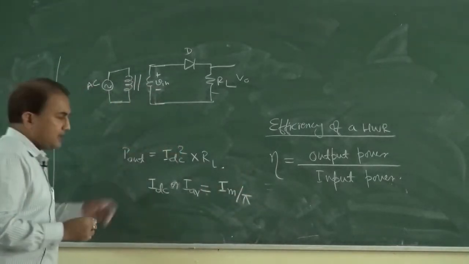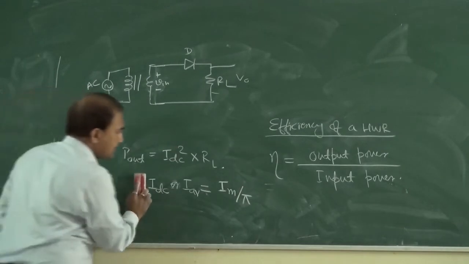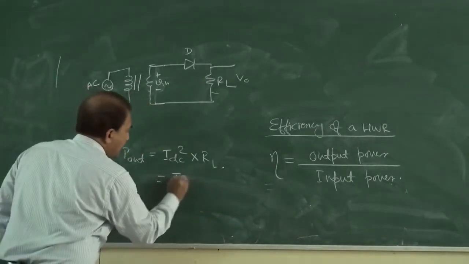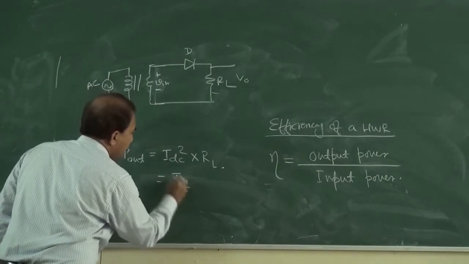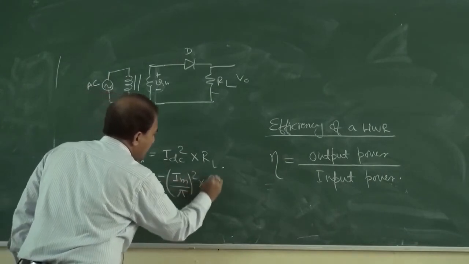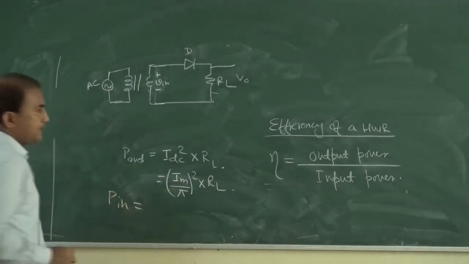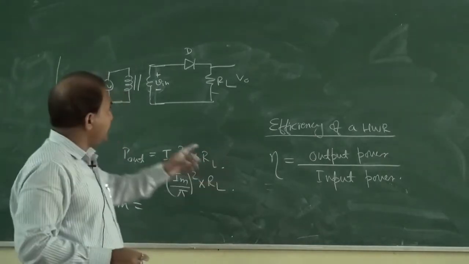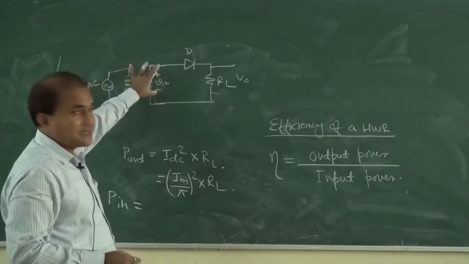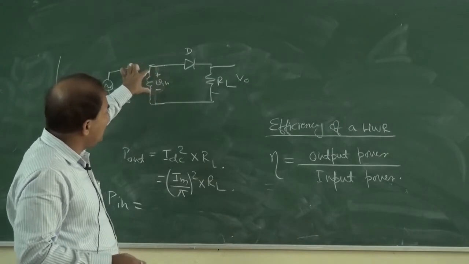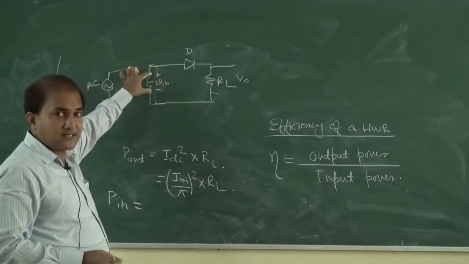Okay, now it is Im by pi square into RL. Now P in, input power, that is input power across this. Input means towards the secondary side of the transformer.